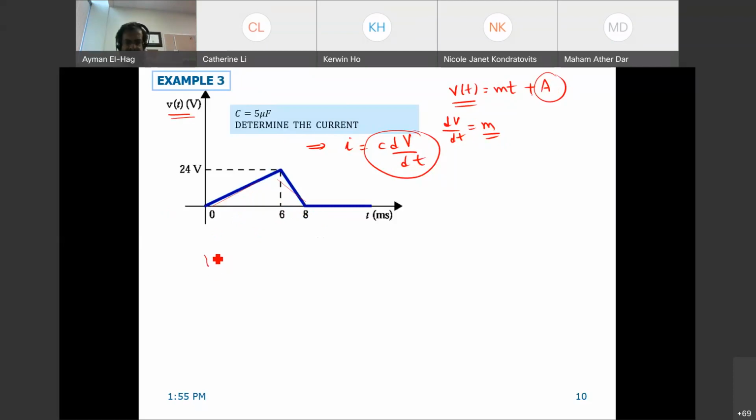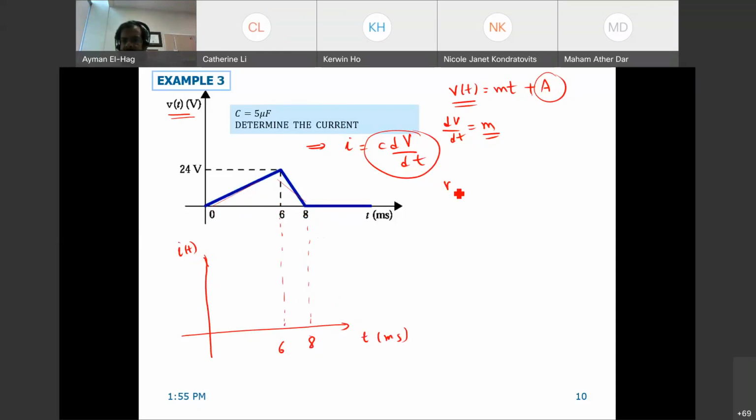So let me draw this here as a straight line for the y and the x axis. So this is your current I, and this is your time t, in millisecond, and we will follow the same thing. So we have here up to 6, and then here we have up to 8. Okay, so let's find the slope.